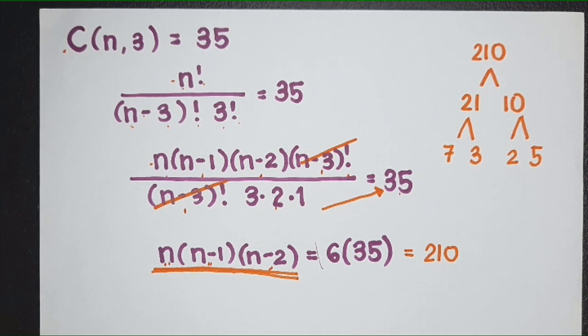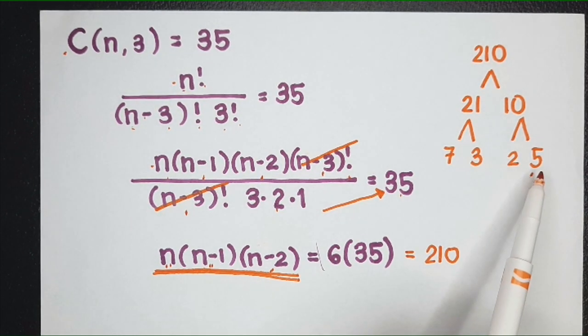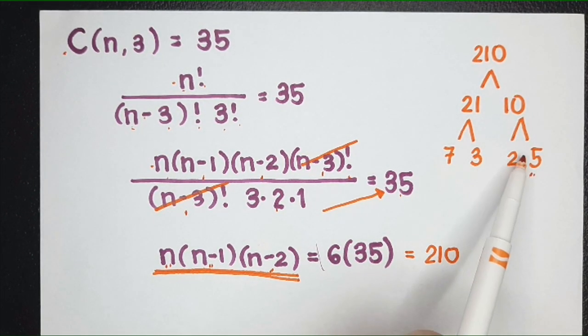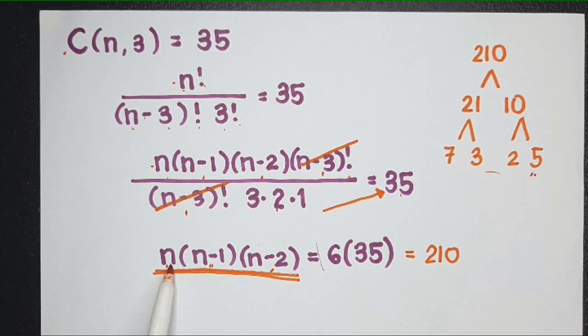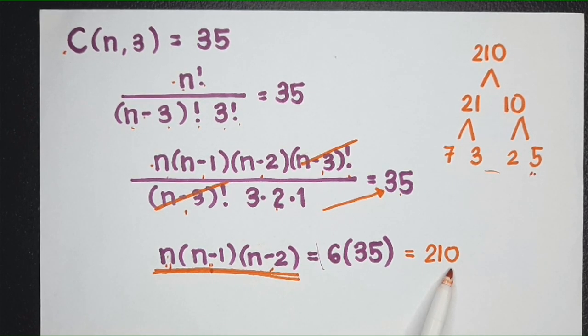Anong gusto nyong i-try muna? Kunyari, pinili nyo 5. Pwede rin 6. Kung 5 to, ano yung sunod? 4. Tapos, 3. 5 times 4 times 3. Sige nga, what is 5 times 4? You'll get 20. 20 times 3, 60. Hindi yon. So, mas malaki pala dapat.